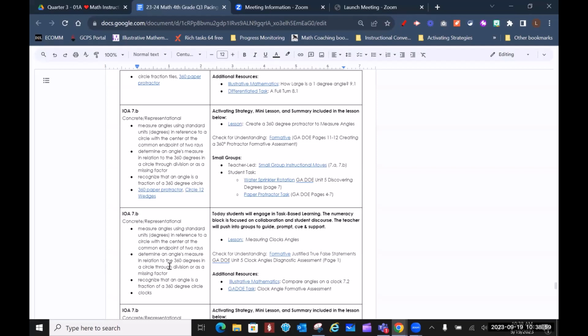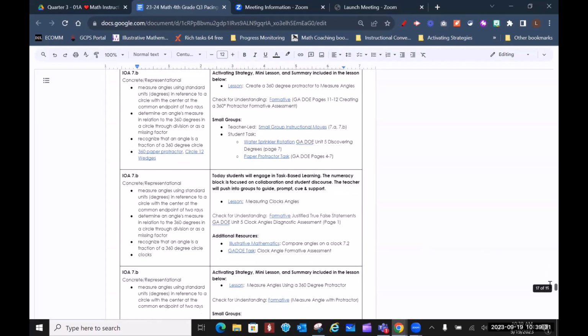Another thing we would like to point out is that students will write an angle measurement with degrees, but also as a fraction. So for example, we could write the angle measurement as 45 degrees, or they could write it as 45 over 360 degrees, or 45 360ths, to make that reference to the 360 degrees of a circle. So we're writing it with degrees and as a fraction.